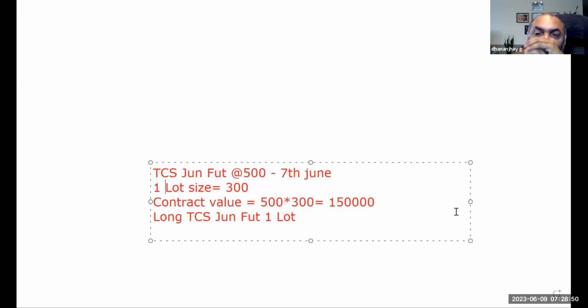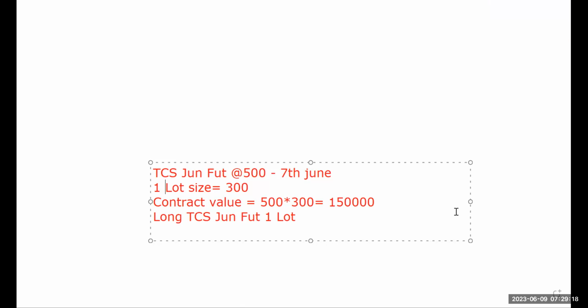Understood. Radheshyam, can you explain again this thing? So we are observing the TCS futures lot for the month of June. Expiry date is set at 7 June.